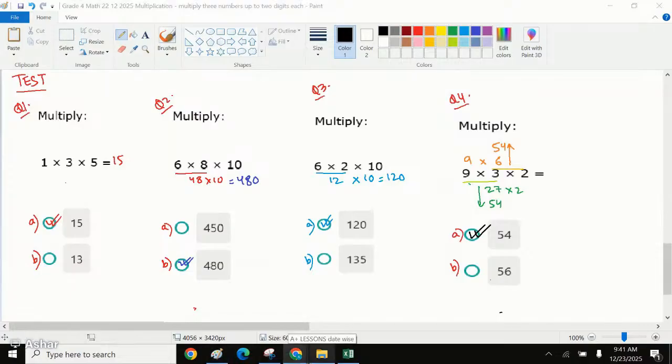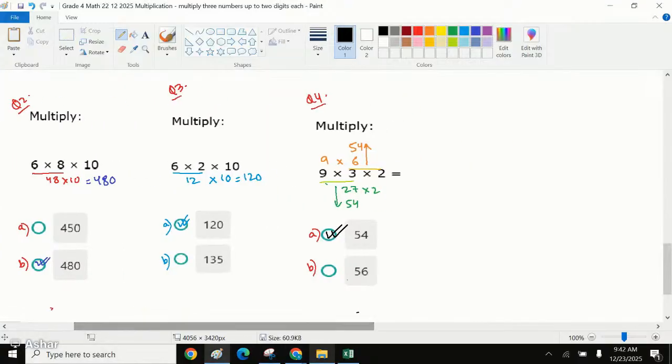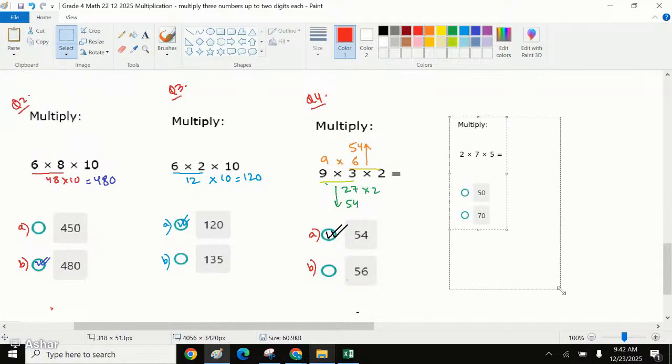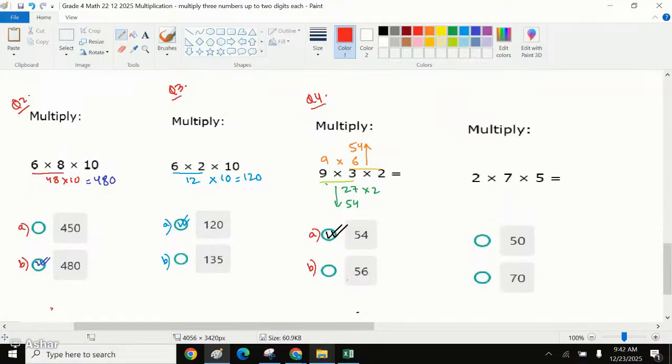So we click on 54. Okay. Let's do one more. Let's see who can answer this first. Question number 5 states: multiply 2 multiplied by 7 multiplied by 5. And the two options are A and B. And this is question number 5. Let's see who can answer first.